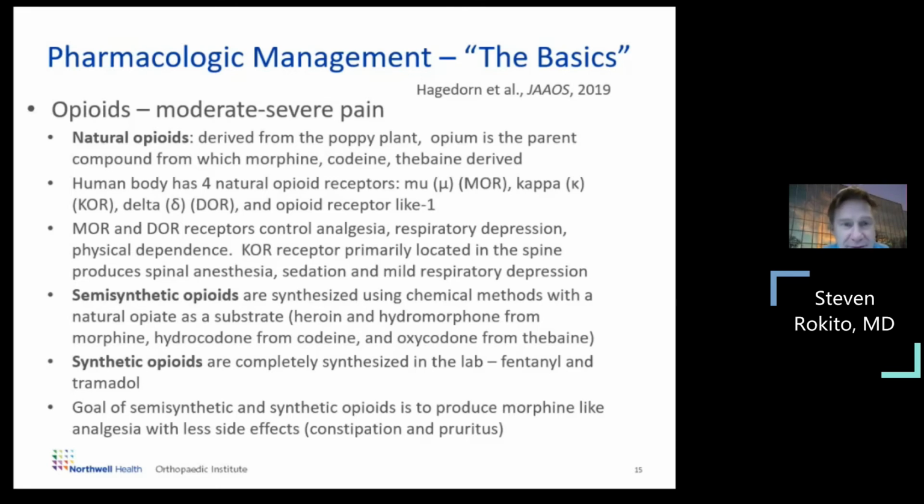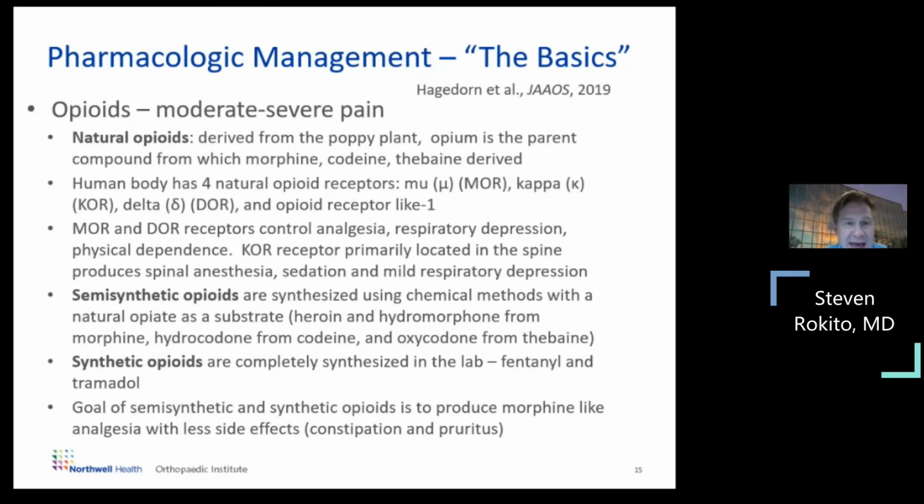So opioids typically are used to control moderate to severe pain. Natural opioids are derived from the poppy plant. Opium is the parent compound. The human body has 4 natural opioid receptors. Morphine, codeine, and thebaine are derived from this parent compound, opium. So those are considered the natural opioids.